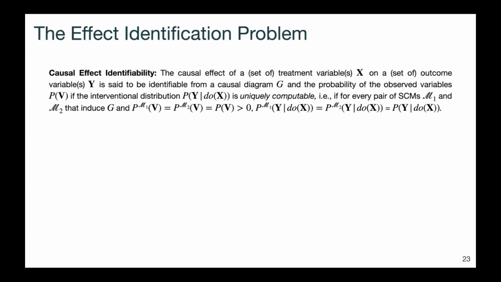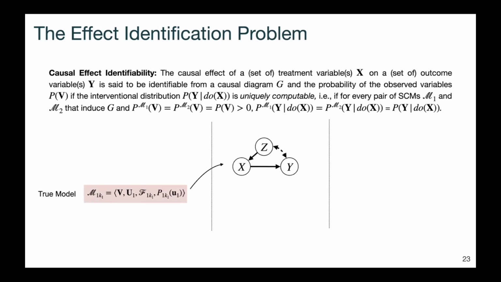So what is the effect identification problem? You don't need to read this right now. I'm going to give you the intuition. Suppose that you have a structural causal model, and this is your true model. This is going to induce some causal diagram, and it's also going to induce a probability distribution. This is the observational probability distribution. Of course, we saw last time that there are many, many models that could induce exactly the same causal diagram and the same distribution.